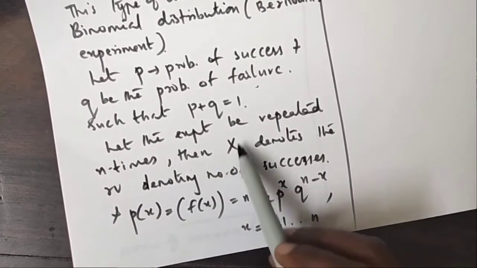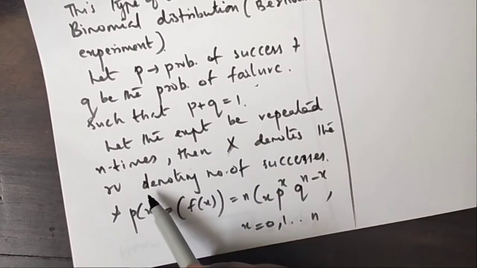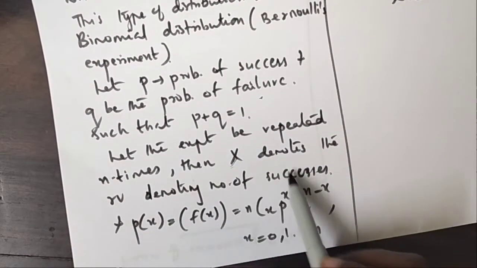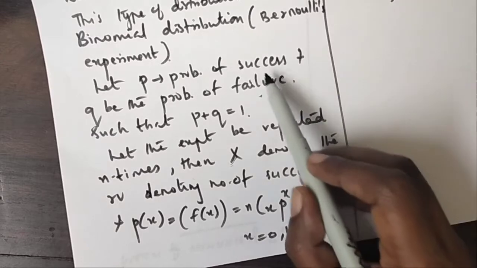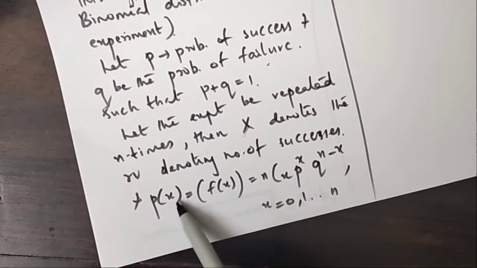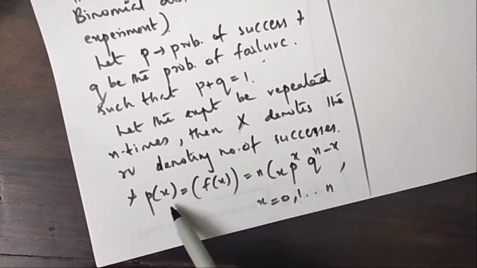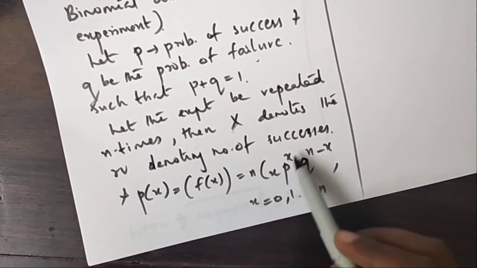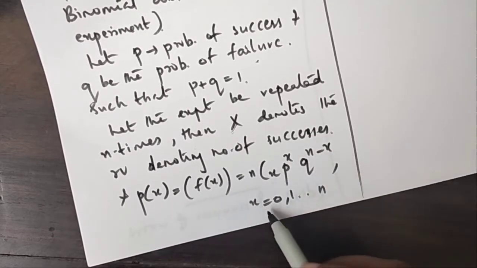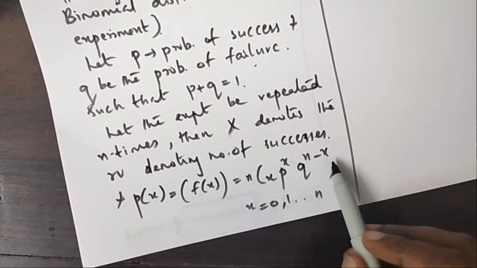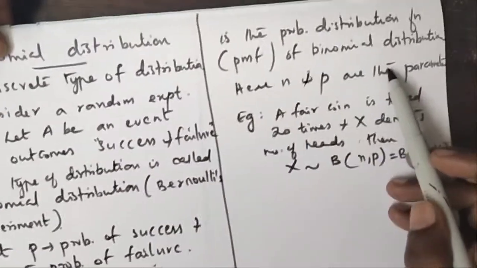Let X denote the random variable. X denotes the number of successes, where P is the probability of success, so X is related with P. The probability distribution function or probability mass function, P of x, otherwise we can write it as f of x, is nCx p raised to x q raised to n minus x, where x varies from 0, 1, etc. up to n. This is the probability distribution function of the binomial variable.